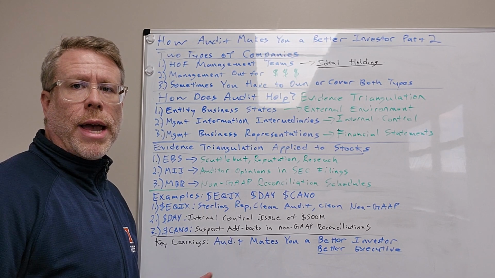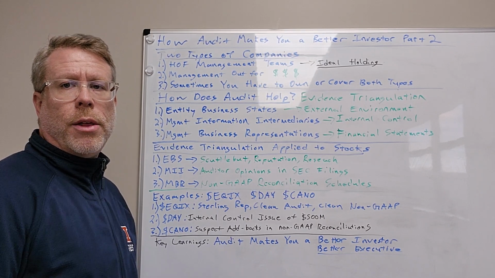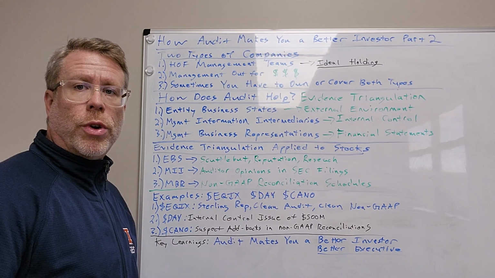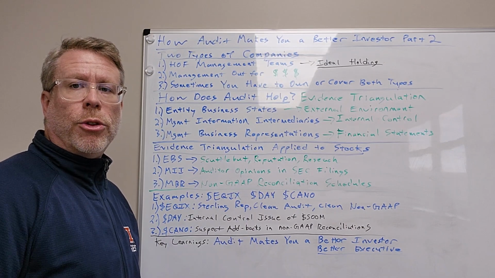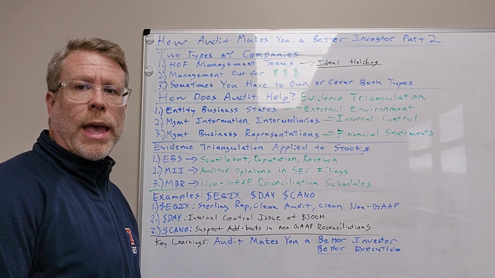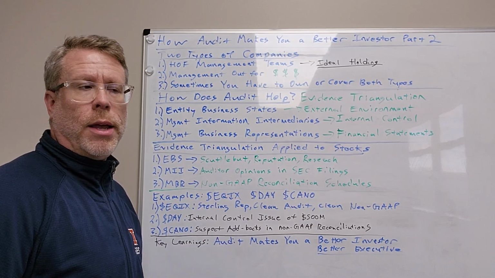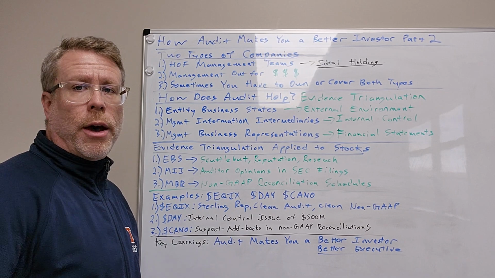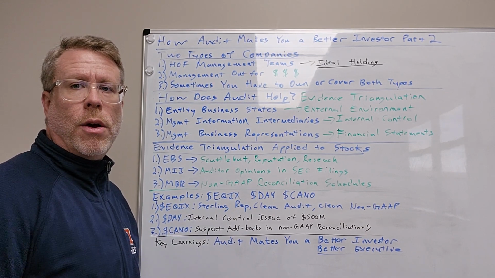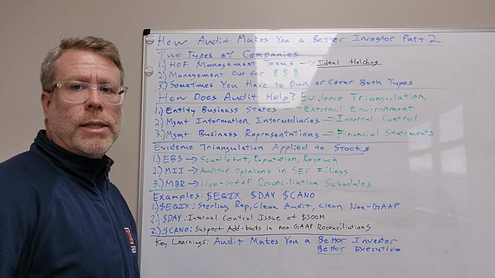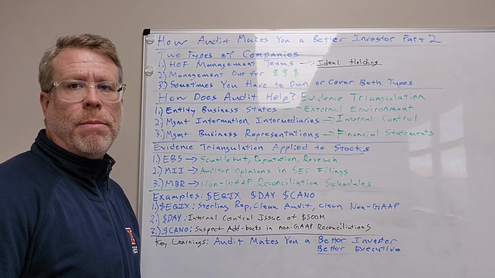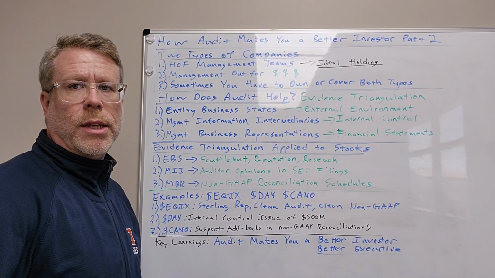Now, how do you apply this evidence triangulation framework to public equities? Well, it's very simple. Your entity business states is the scuttlebutt, the reputation of management, the reputation of the company, and where equity research really hits the pavement, learning more about suppliers and customers and the way capital markets interact with that company. For MII, it's about the auditor opinions that you see in the 10-K filings and the SEC filings. Are they clean or are they qualified? And then when you get to MBR, this is about the financial statements. Are there suspect add-backs in the non-GAAP reconciliations?